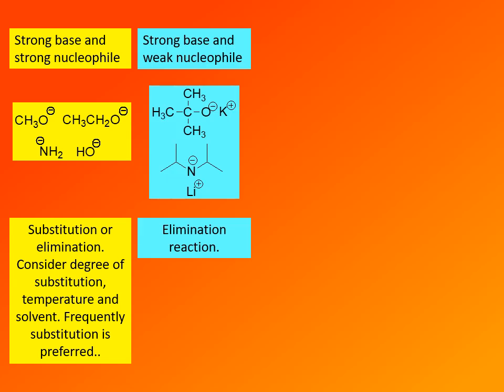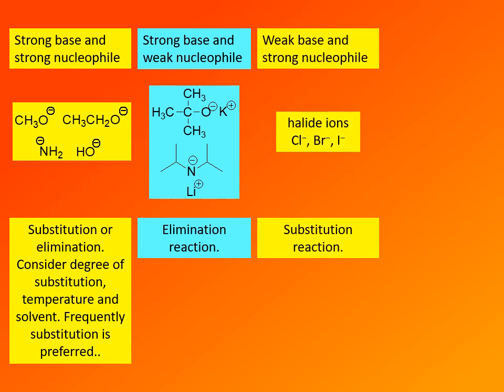Now, a strong base and weak nucleophile is a species that is charged but hindered. So the top one is something you have seen many times before, tertiary butoxide. Potassium tertiary butoxide is most commonly used. The bottom one is lithium diisopropyl amide. I don't think you encountered that before, but that's also a commonly used strong base that is a weak nucleophile. So the two diisopropyl groups on nitrogen provide steric hindrance. Bases like these favor elimination reactions.